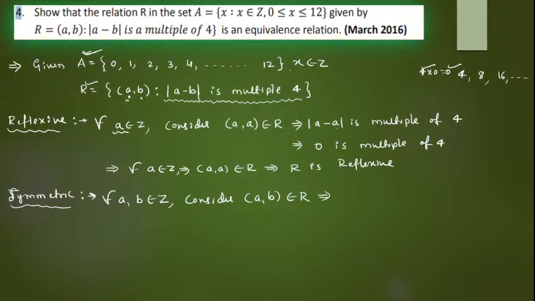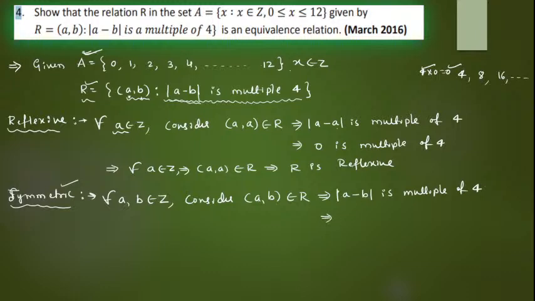According to the statement, if A comma B belongs to R, then modulus of A minus B is a multiple of 4. Write the statement as it is. The answer is in the question, just show your skill here. So modulus of A minus B is a multiple of 4. Now in order to prove symmetric, A B belongs to R means you have to show B comma A also belongs to R.